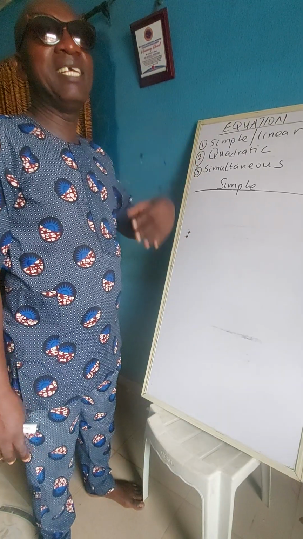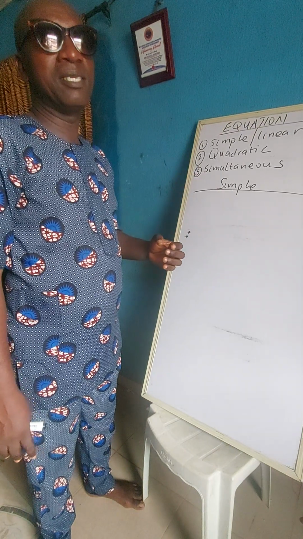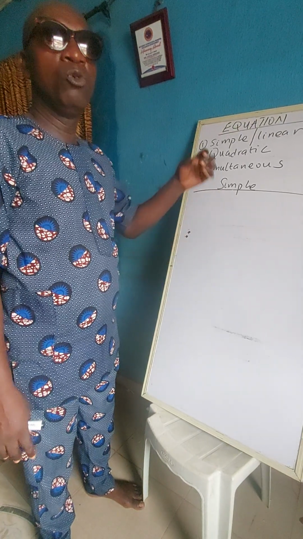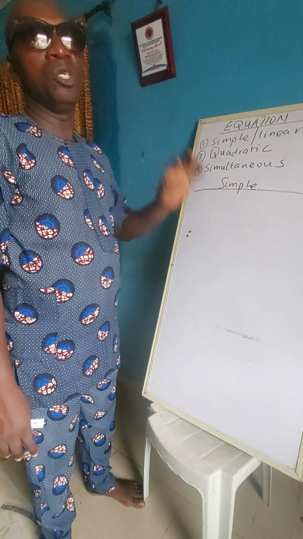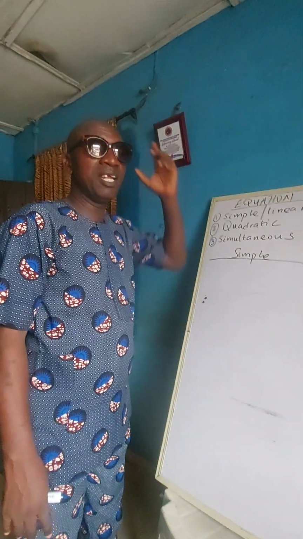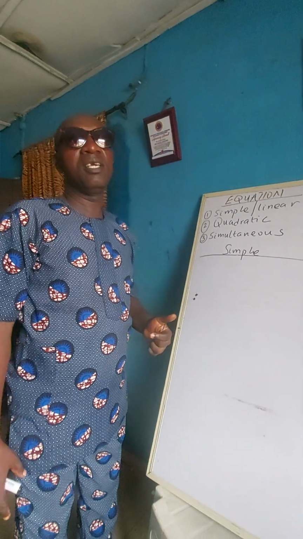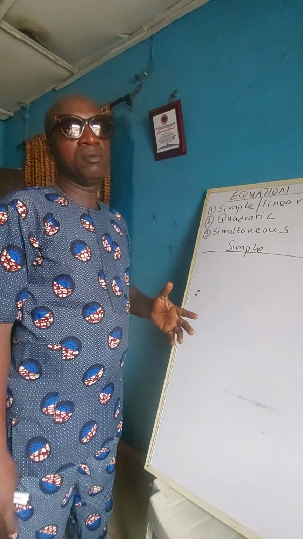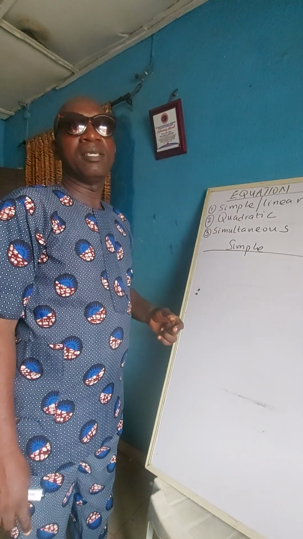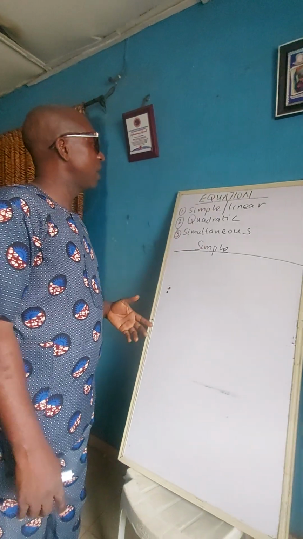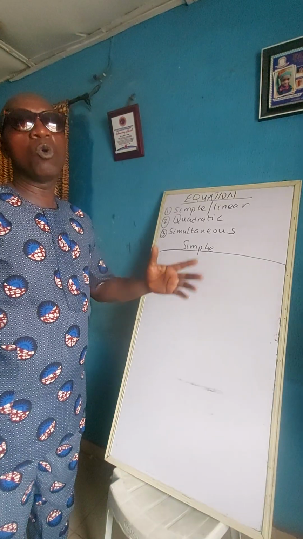Before you can identify yourself to know mathematics, your foundation must be rooted. You must know equation. You can go to my previous page to check it. I said equation is a branch of algebra that has a mathematical expression with an equality sign.